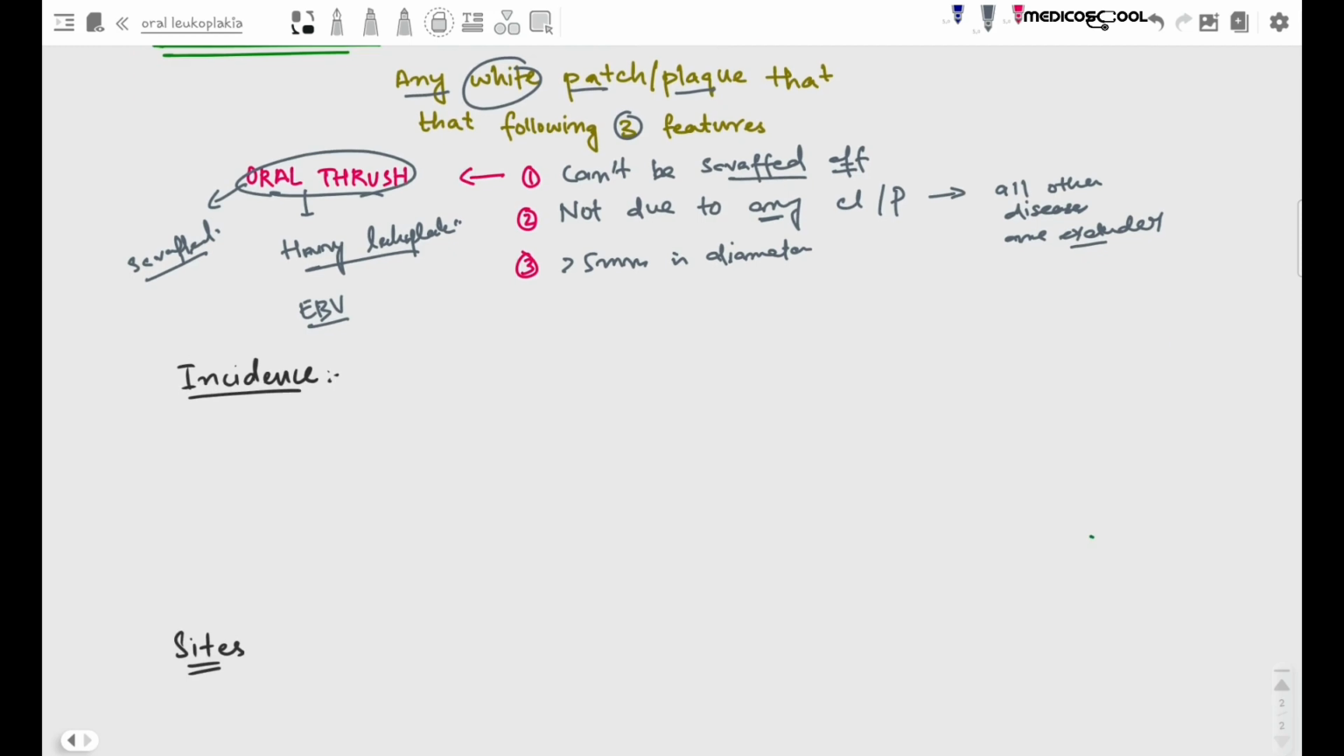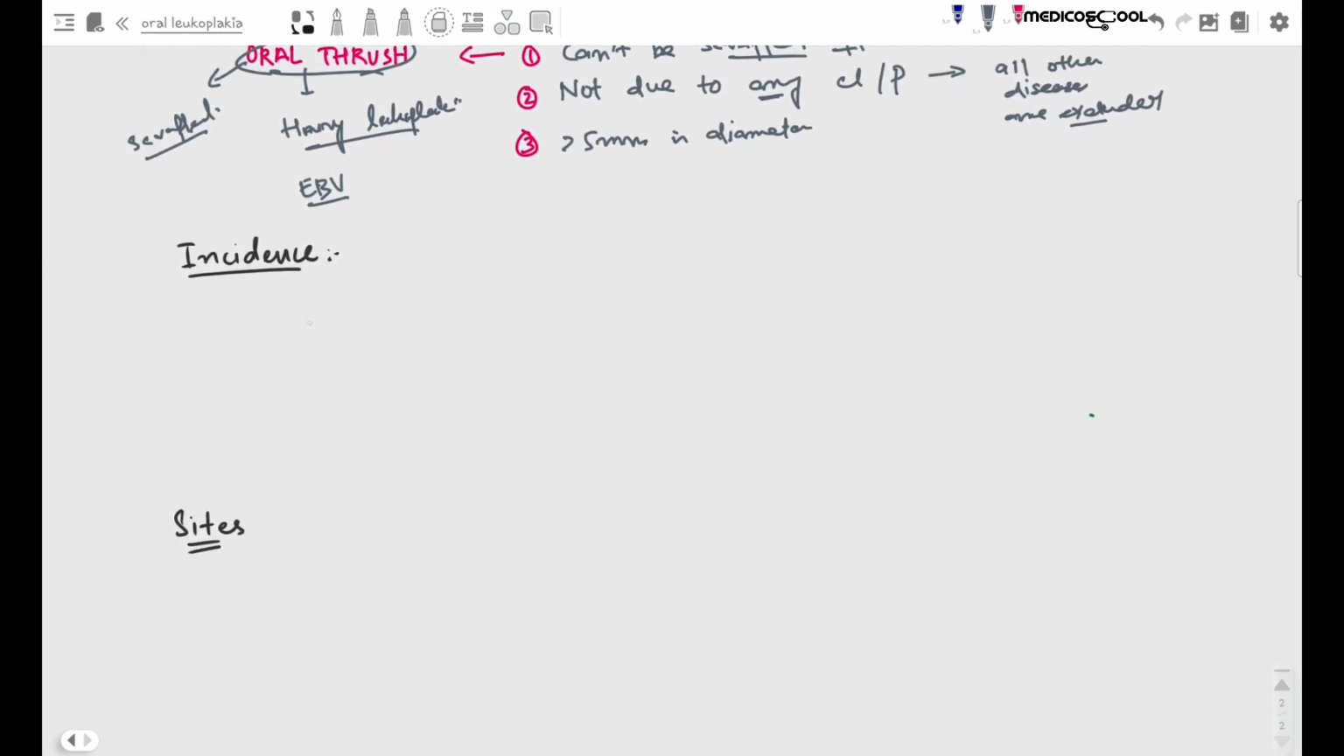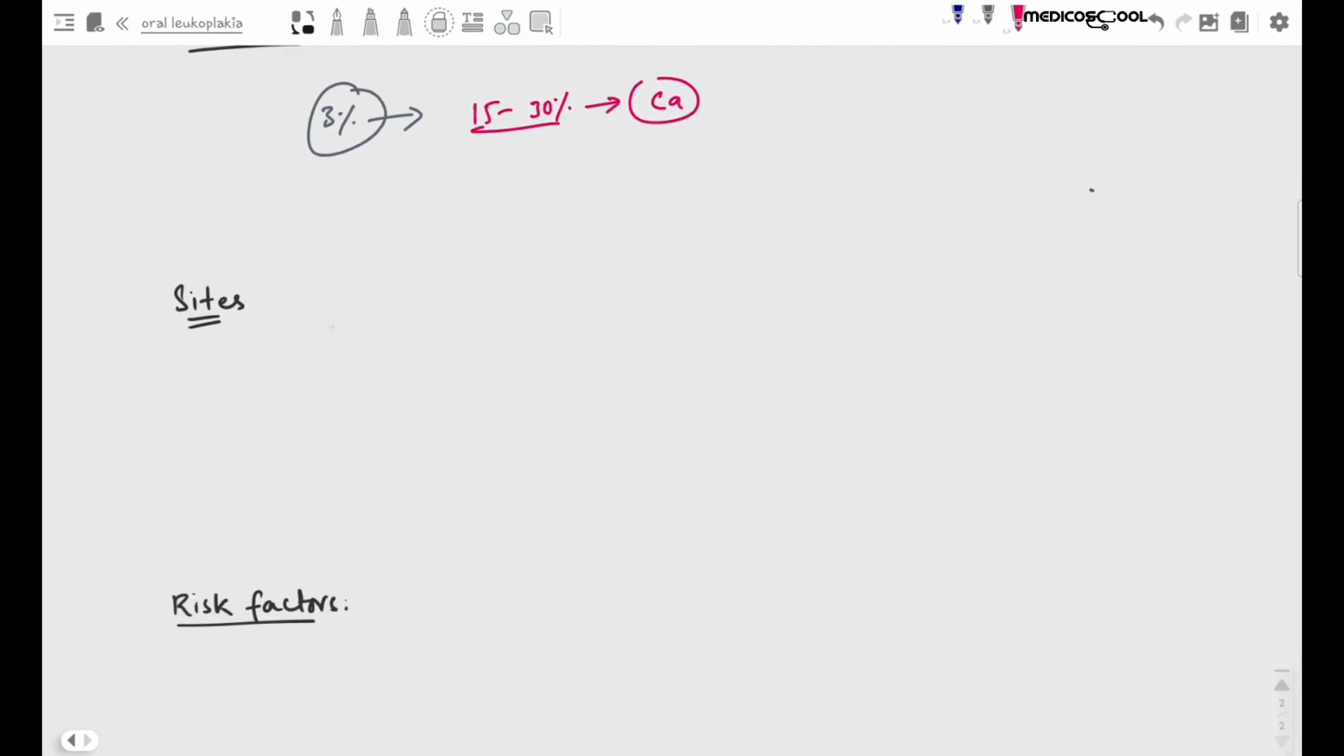Now, talking about the incidence of leukoplakia, it occurs in about 3% of the whole population. In this 3%, about 15 to 30% develops into a carcinoma. Now, what are the most common sites for leukoplakia? The most common site is the floor of the mouth. The second most common site is the palate, which is both hard and soft palate. The third one is the lip, and then the tongue. It can also involve other regions of the oral cavity like the gingiva, etc.